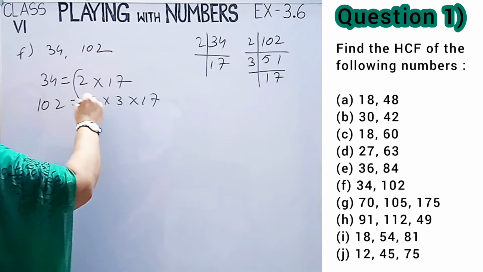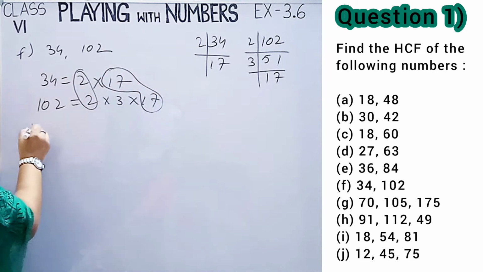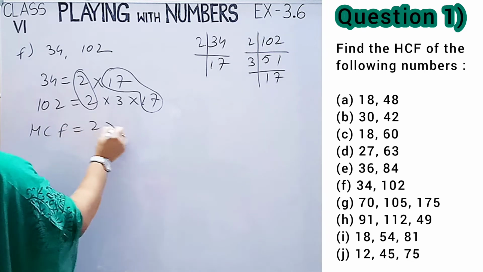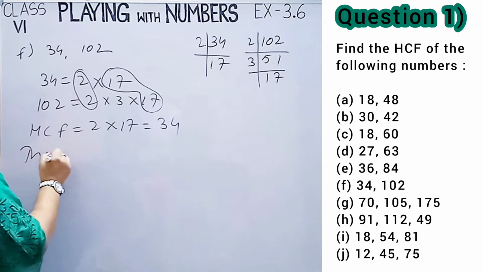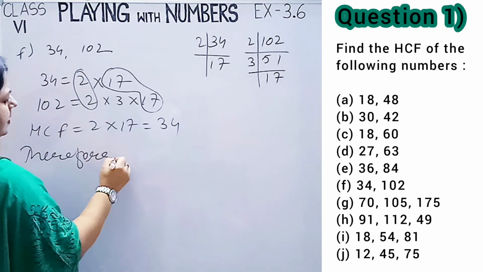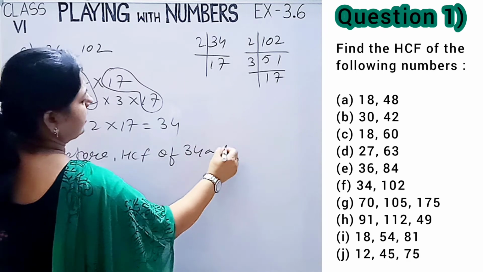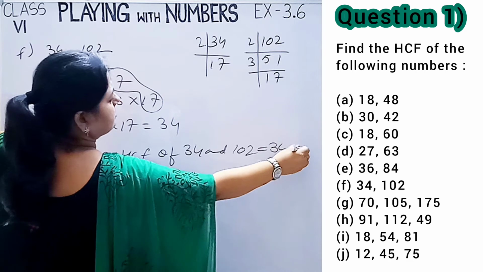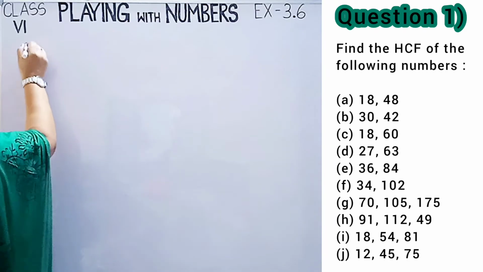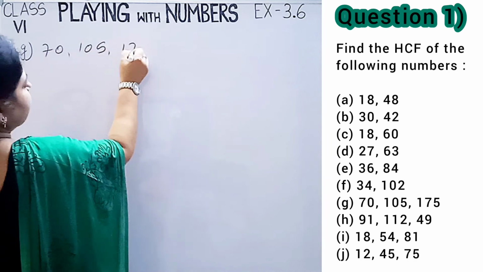So common is 2, and 17 is also common. So HCF is equal to 2 into 17, 34. Therefore, HCF of 34 and 102 is 34. Answer.